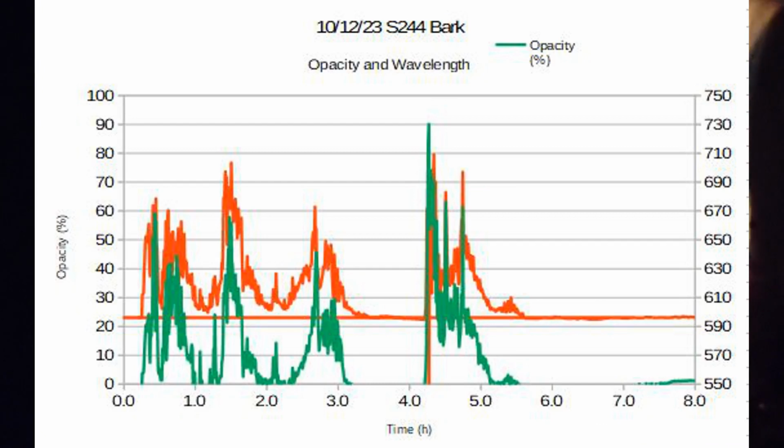I've plotted the two charts together. This is opacity and wavelength, and I've tried to overlay them. The time is the same. They tend to run together, but they're not exactly the same. This is important because sometimes the opacity reading is non-existent and we get an offset in the wavelength of light that detects something.